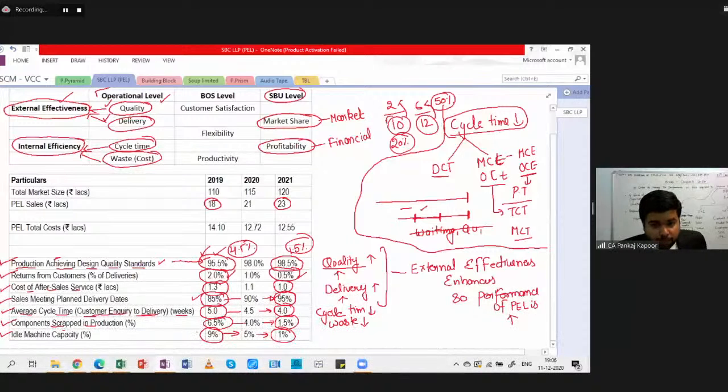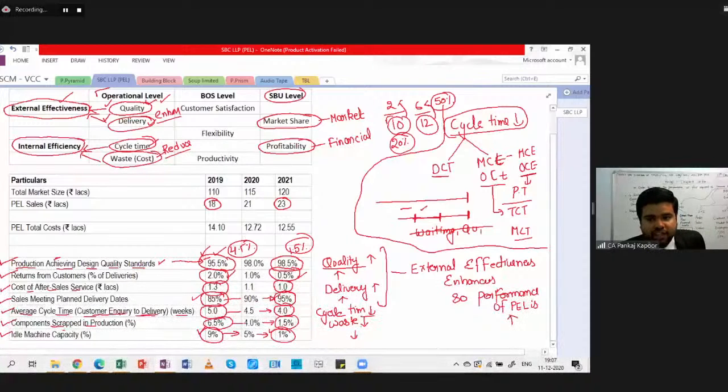If you able to reduce your ideal machine time from 9% to 1%, it means you are good enough to reduce the waste. Now remember the thing which I tell to you. These two features, quality and delivery, need to be enhanced. And these two parameters, cycle time and waste, need to be reduced. Only then we'll say we are performing good.